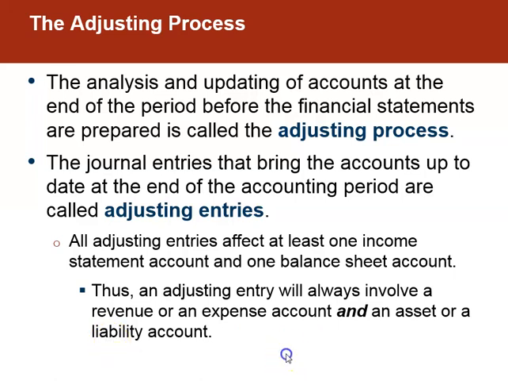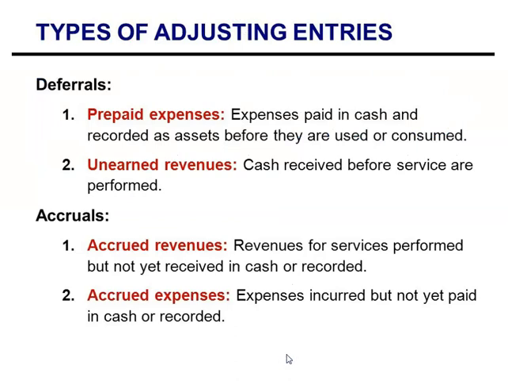All right, let's see what else we have here. All right, so we have a couple of types of adjusting entries. We have what are called deferrals and accruals. You've seen pretty much all of these so far. When we talk about deferrals, we have prepaid expenses, and what that means is we are deferring the benefit until the future. So let's look at this.